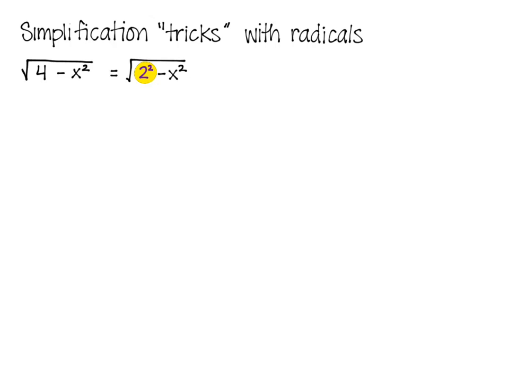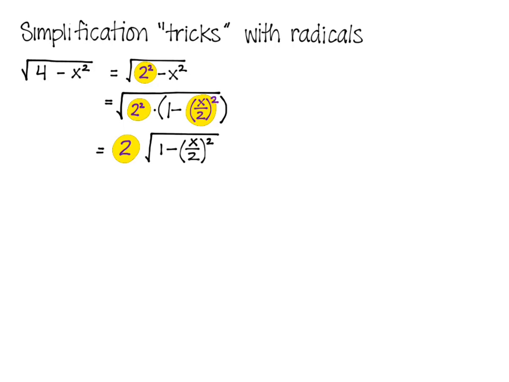I'm going to look at that 4 and change that to 2 squared. I'm going to now factor the 2 squared out of those two terms. And since this is a perfect square in its multiplication, I can actually take this out of the square root, which is just a 2, and I'm left with the square root of 1 minus something squared. So I just kind of found a different way of writing this same radical.